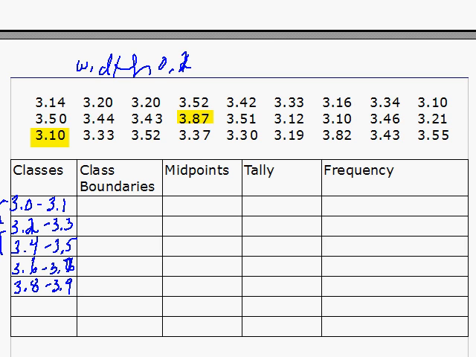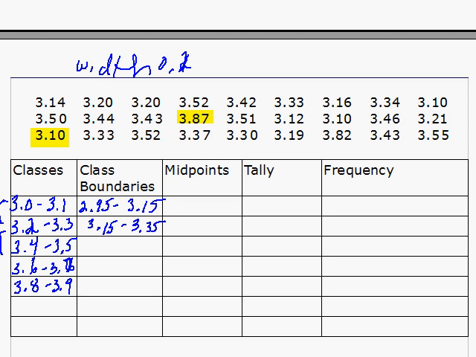Now the class boundaries are bigger than the classes. Their edges match up, and those are to catch any numbers that don't end exactly at 3.0 and 3.1. For example, up here we have a 3.12. Well, where does that go? So this is where we set up the boundaries. The boundary has one more decimal place than the class itself. So for 3.0, we'd have to start at 2.95 for the boundary, and then it would end at 3.15. So it's just slightly bigger than the class.